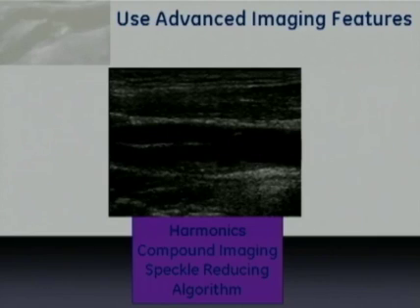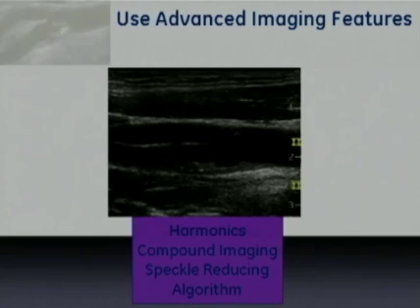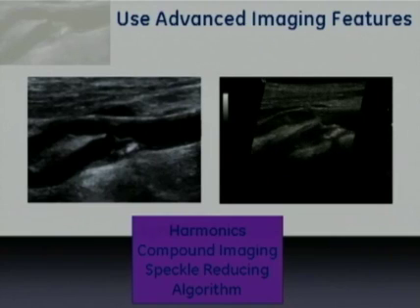So for example, this is a pretty decent baseline image, but I think everyone would agree that it's a little bit better now, and now it's a little bit better, and then the final image is even the best. It's showing all of the boundary of that plaque and its internal composition, because we've actually layered harmonics, compound imaging, and speckle reduction. This is another example, the base image on the left, the improved image on the right after using the harmonics, compounding, and speckle reducing algorithms. So I would just encourage you to use these features on your equipment to really improve the quality of the images.